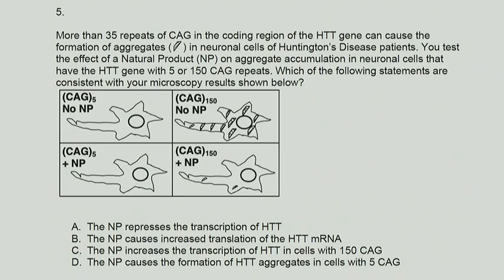So if B were to be true, we would see much more aggregates in the plus natural product condition. It's saying the NP causes increased translation of the mRNA. If the NP was increasing translation, there would be more of the protein, and you would get more of these aggregates. But instead, what we're seeing is we get less when we add the NP. So B is inconsistent with those results, for the 150 specifically.